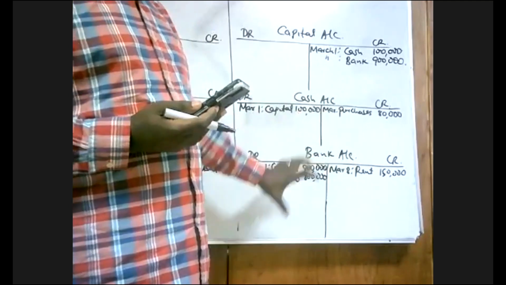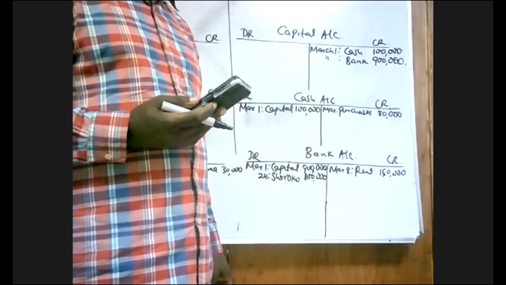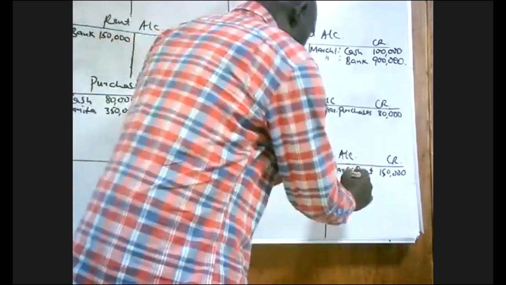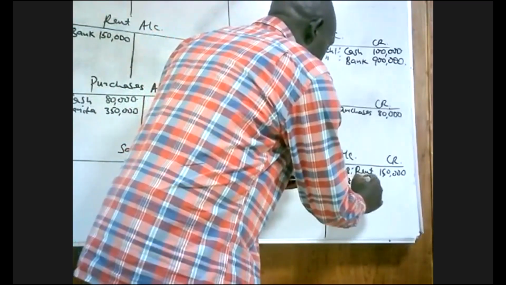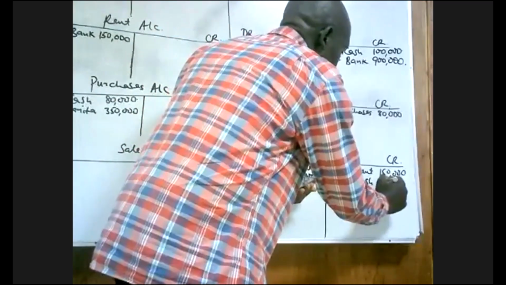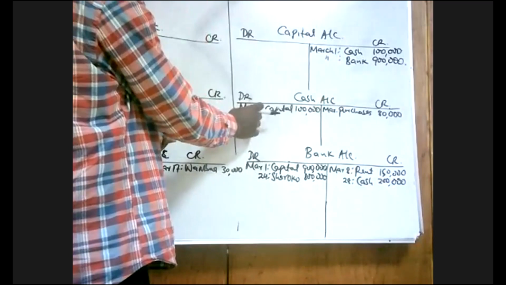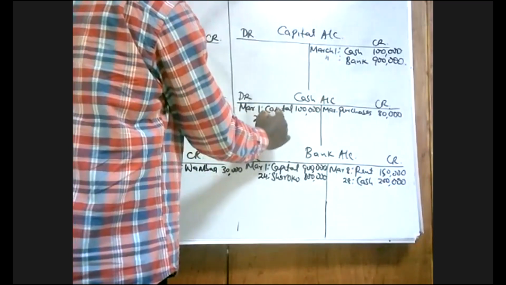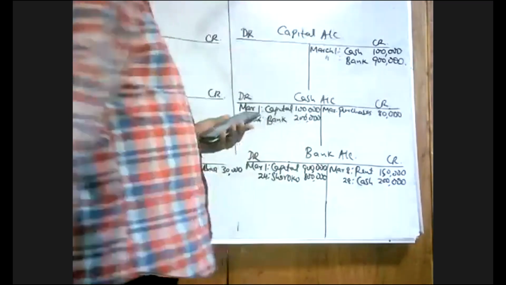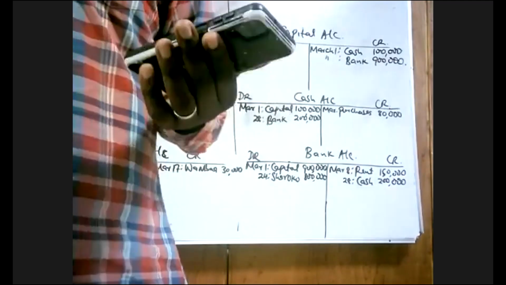This one is for office use, meaning that it was withdrawn from the bank and deposited in the cash box for use there. So we shall credit bank because that is where money is moving out. Right here, the money is going to cash. Then what do we do to cash? We receive it in cash on the debit side. And the money is from the bank. And those transactions have been completely recorded in the books of account.